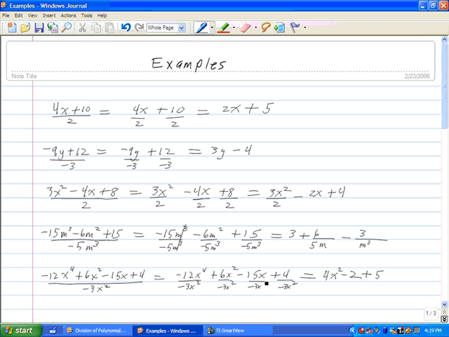X on top, x squared on the bottom. When you cancel, there's one x left on the bottom. Minus and plus right here make a minus. 4 over 3 can't reduce. And there's an x squared left on the bottom because there was nothing there to do any canceling. So here are a few examples when you're dividing by a monomial.